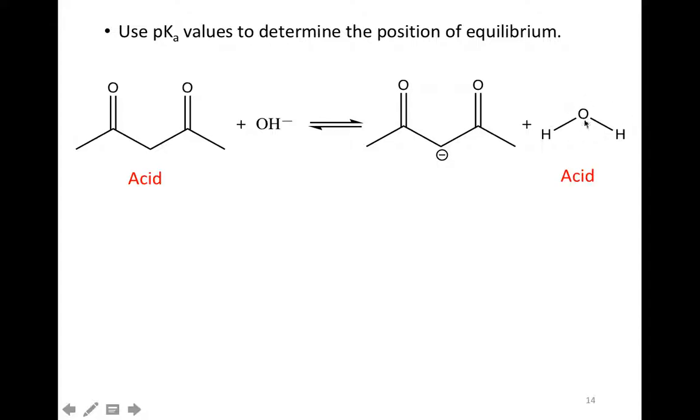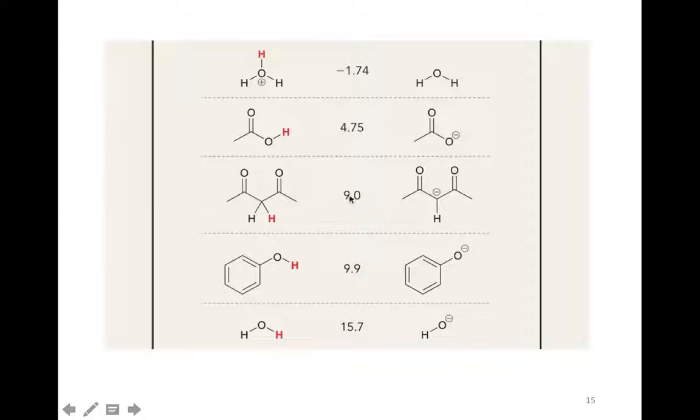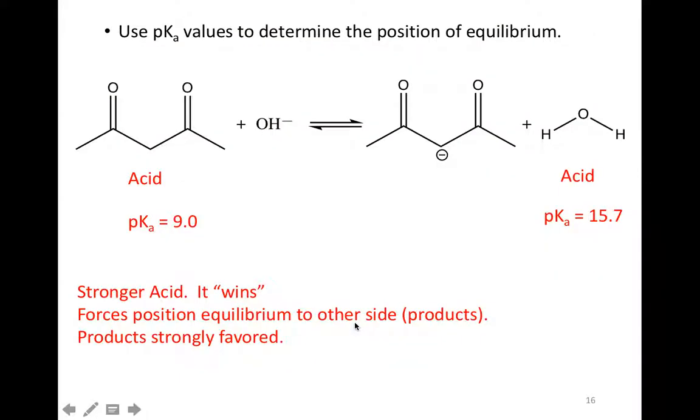And so I'm going to compare the pKa's of these two compounds. So the reactant, the acid, has a pKa of 9. The conjugate acid, the water, has a pKa of 15.7. And so the lower the pKa, the stronger the acid. So essentially the way I think about it is, in the competition between which one is a stronger acid, this one wins, so it's going to drive the equilibrium to the right, and it's going to be product favored. And because there's a 6 orders of magnitude difference between the pKa values, the products are going to be strongly favored.